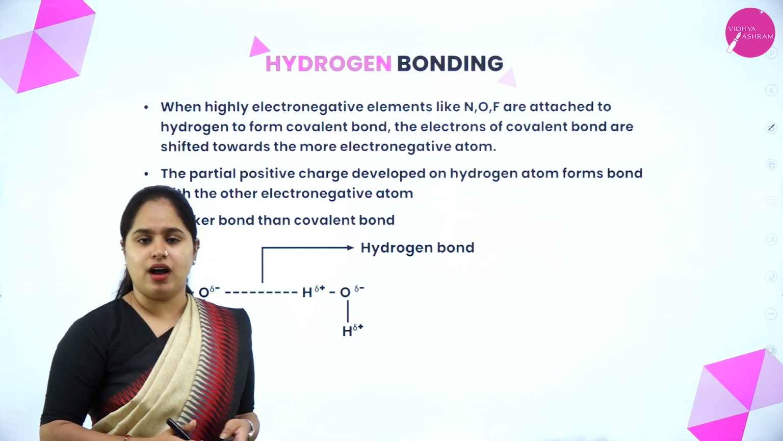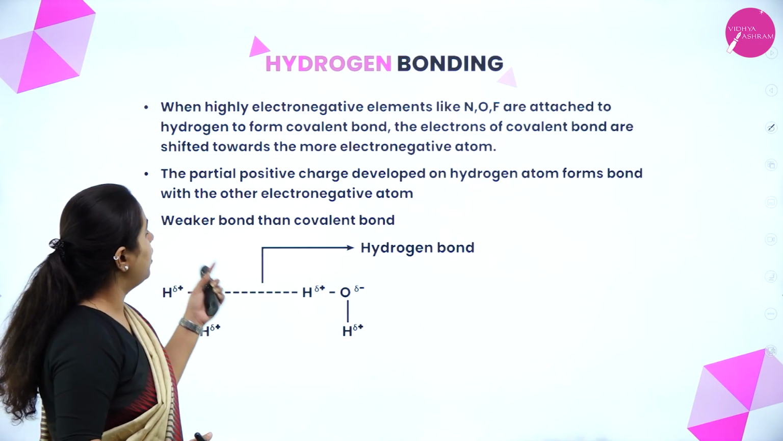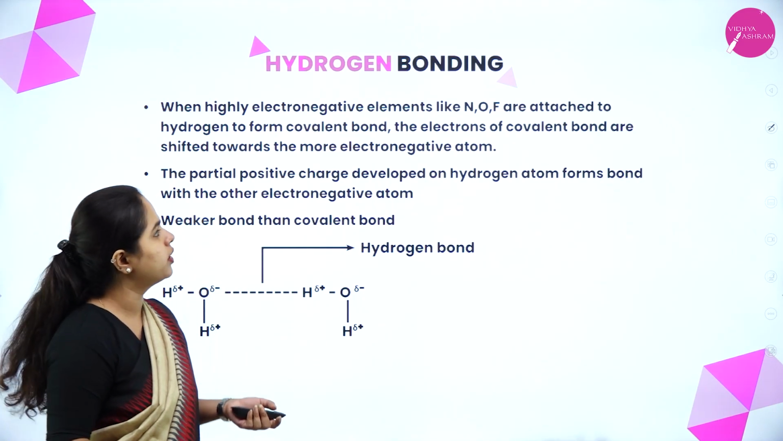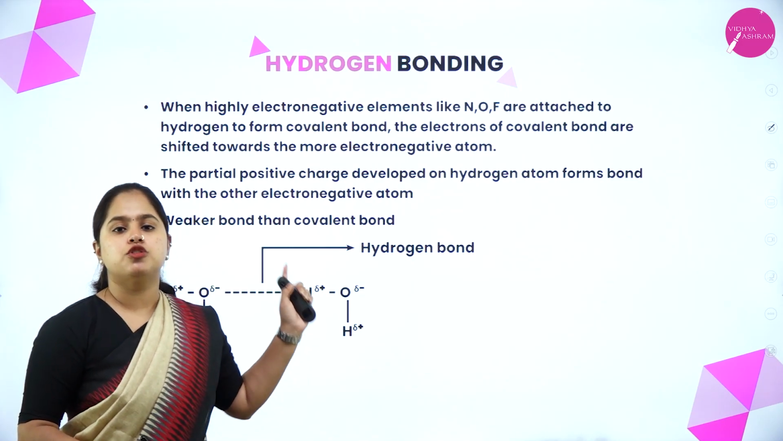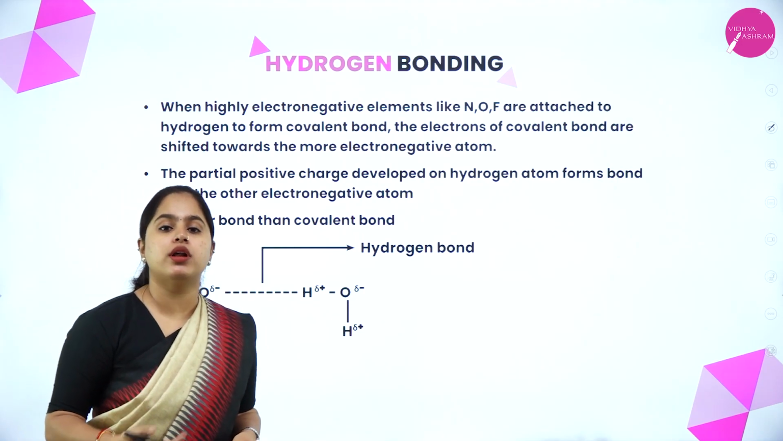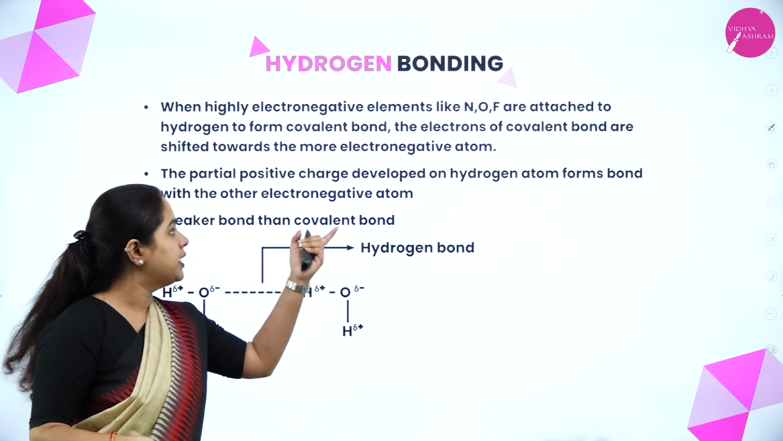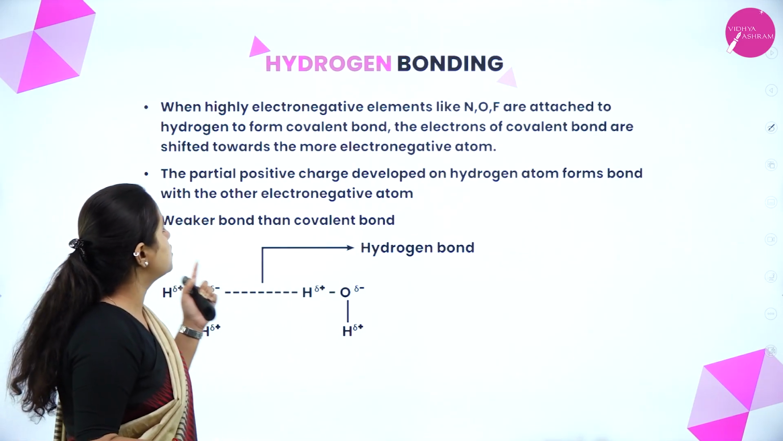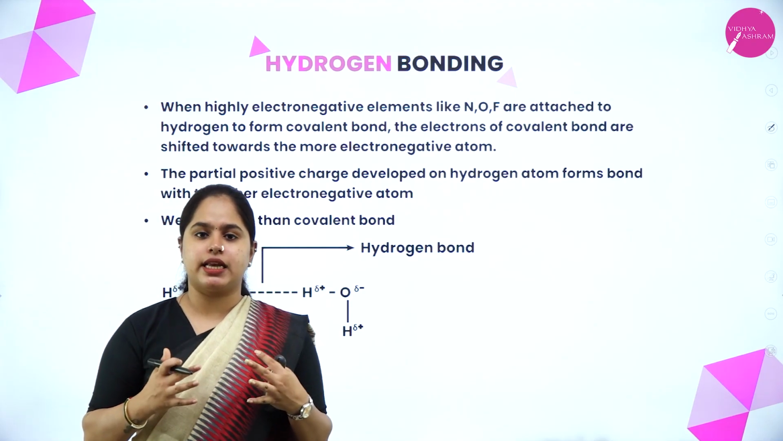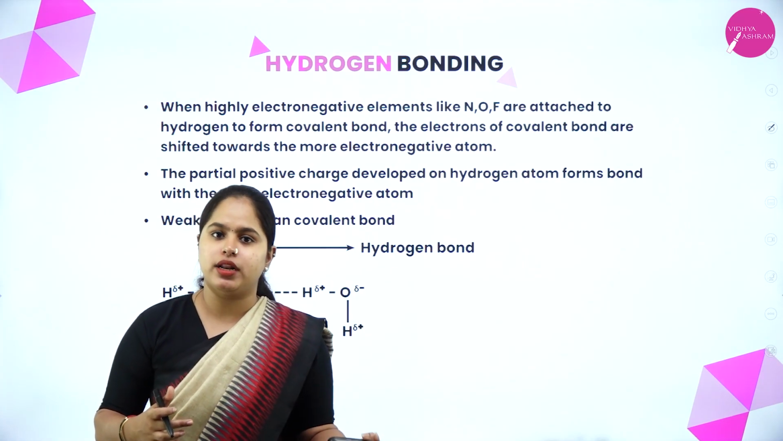Now, coming to the last topic, that is hydrogen bonding. So what is hydrogen bonding? When a highly electronegative element like nitrogen, oxygen or fluorine is attached to hydrogen to form a covalent bond, the electrons of the covalent bond are shifted towards the more electronegative atom. So the partial positive charge developed on the hydrogen atom forms a bond with the other electronegative atom. So hydrogen bond is basically a bond which is formed between the hydrogen atom and an electronegative atom.